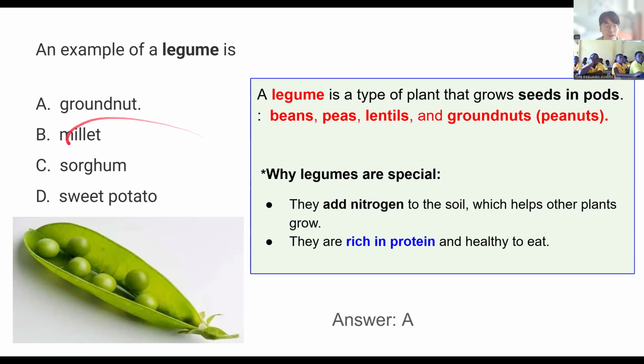Okay, but an example is a groundnut. You can maybe memorize some of these as well, like beans, peas, and lentils. Okay, let's move on.